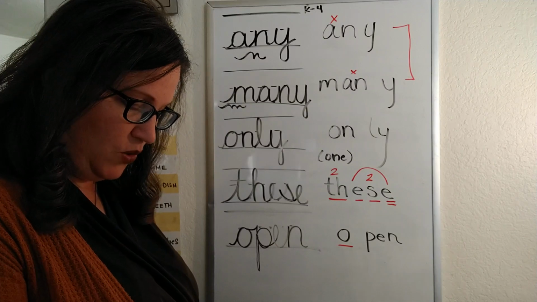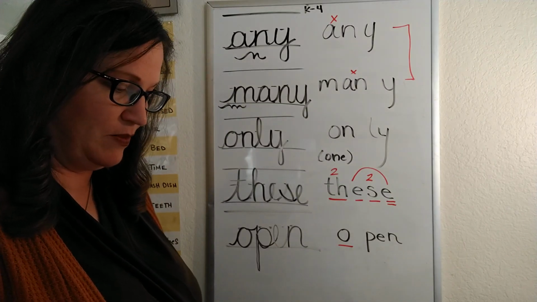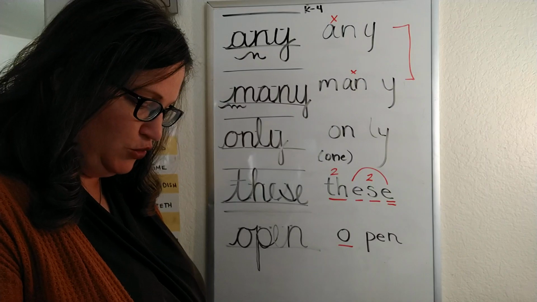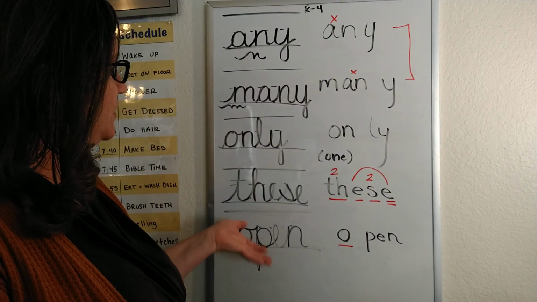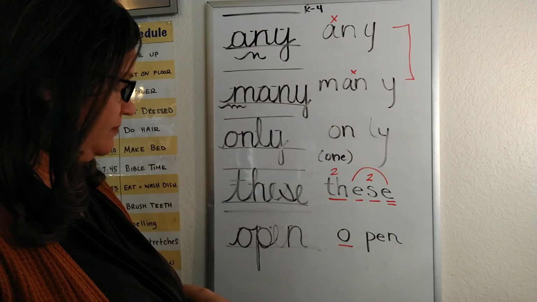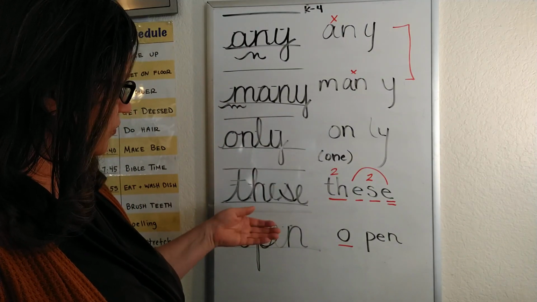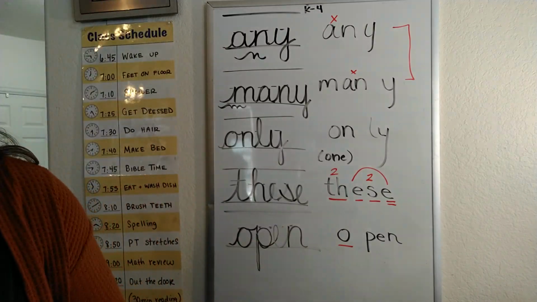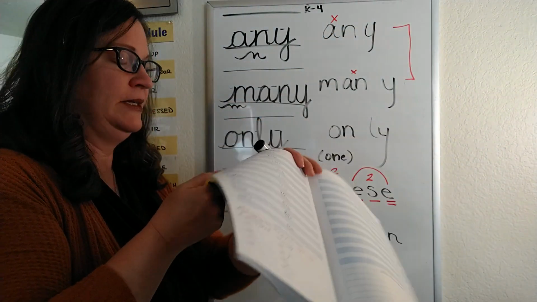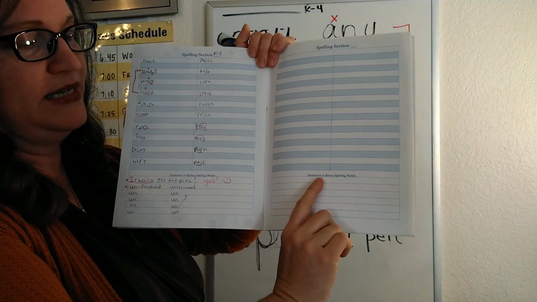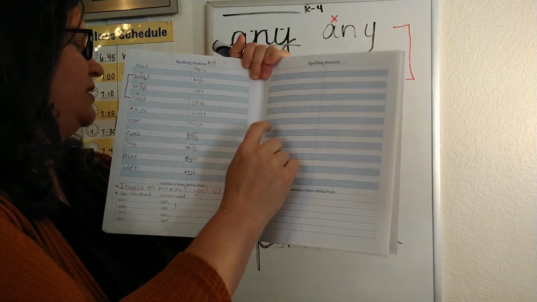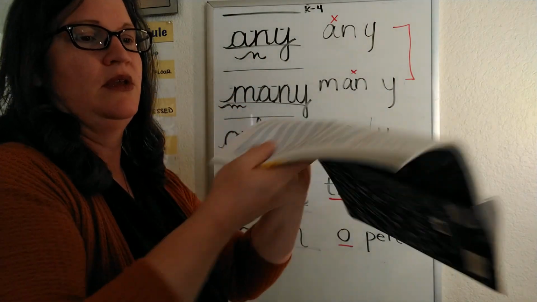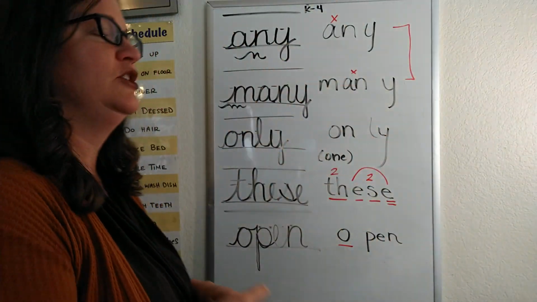One of the things we're going to do today at the bottom of your paper is we're going to draw and label the words. So pick one of these before I erase them. I picked that one. And draw it down in the bottom of your book there. On the bottom of the paper it says sentences or bonus spelling words. We've got 5 so far: any, many, only, these, and open. Pick one and draw it at the bottom.